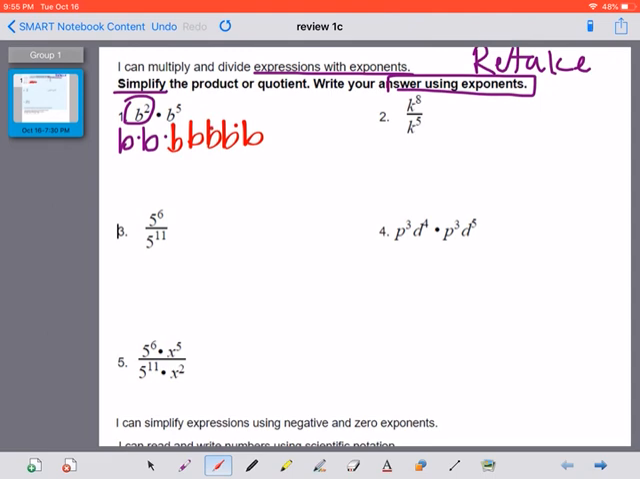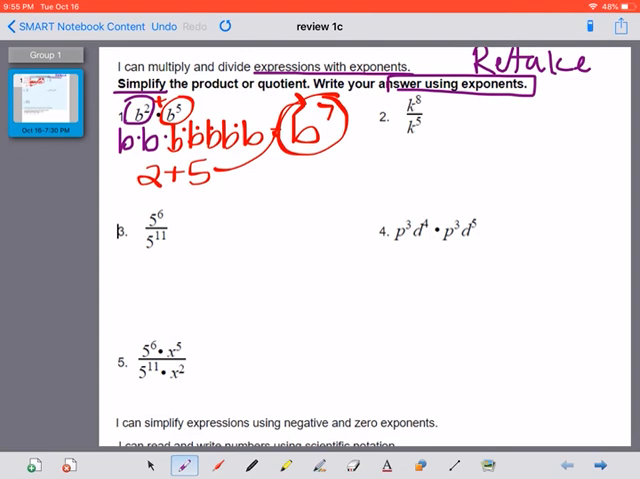You can put the dot between them to know that it's multiplied. Total, how many b's did we multiply? Well, 2 plus the 5 more that we multiplied gave us a total of 7. So all we did was add our exponents, 2 plus 5, to give us the 7 total.